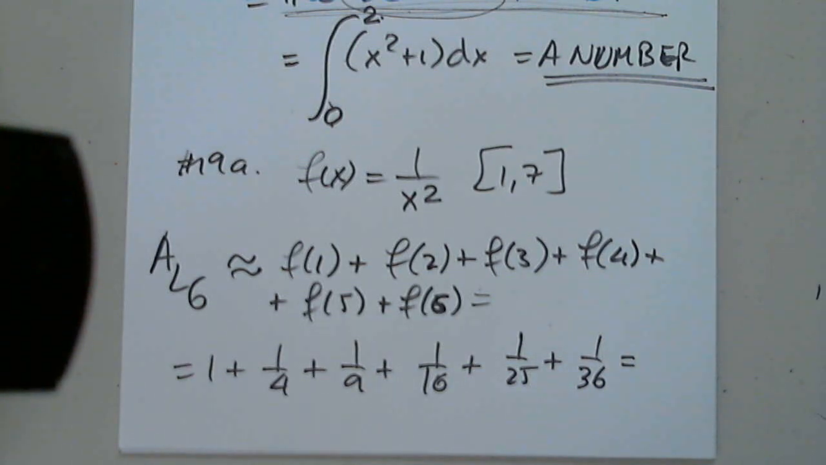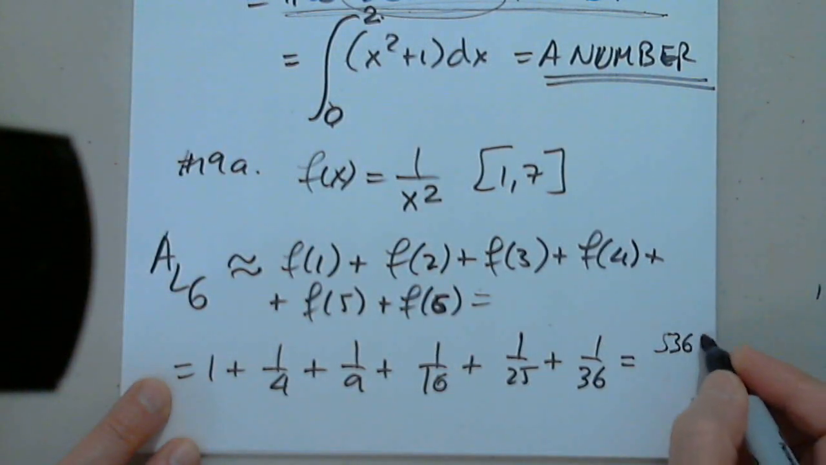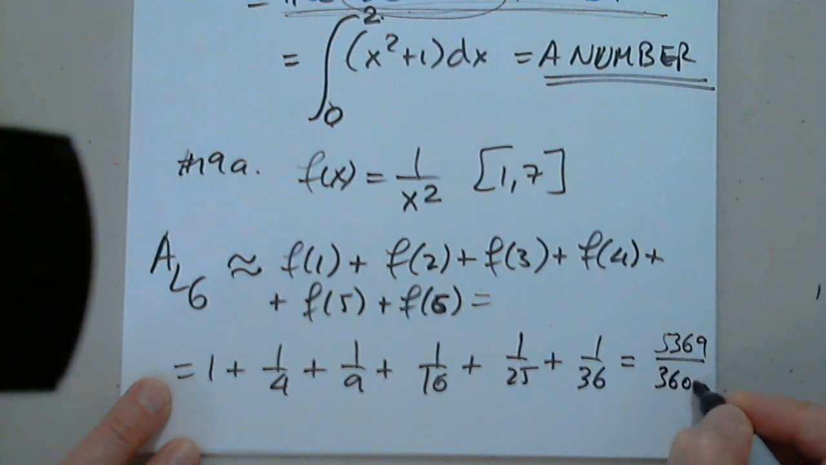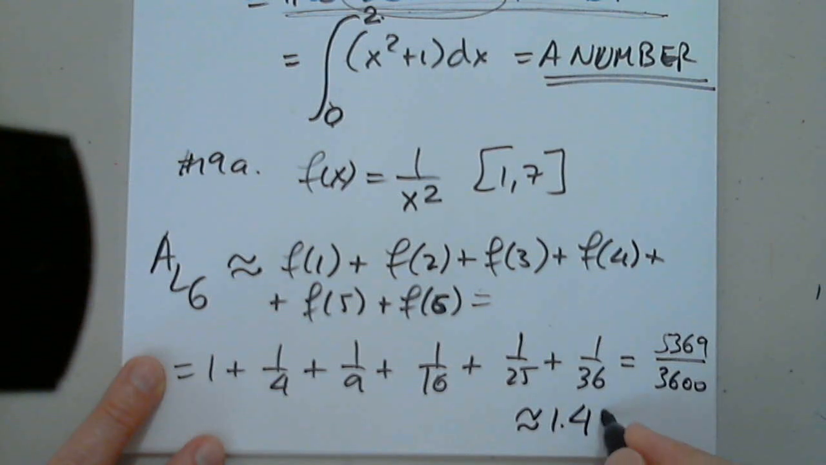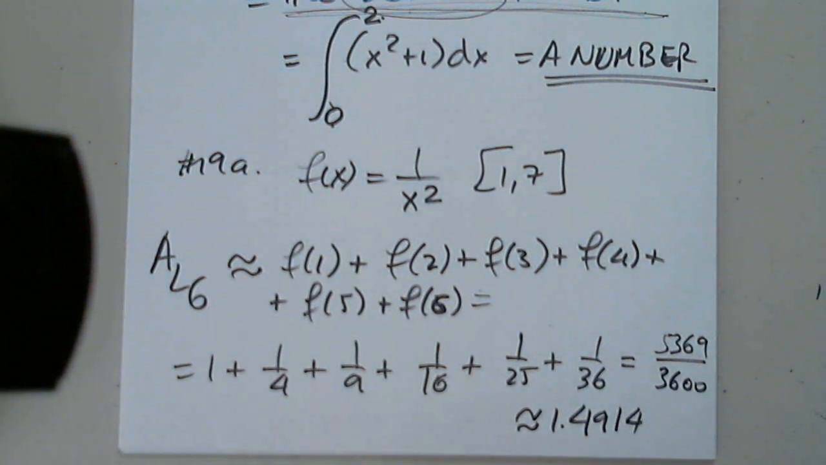I'm going to change it into a fraction. See what you get. So we get 5369 over 3600. And we can approximate 1.4914.